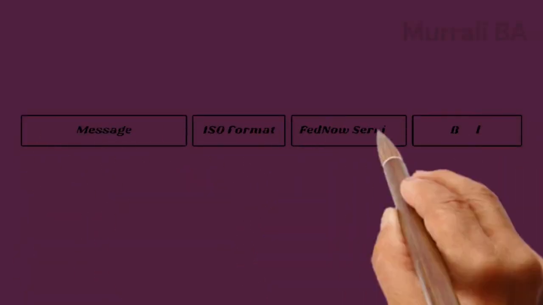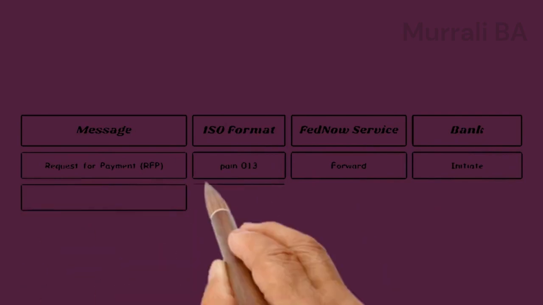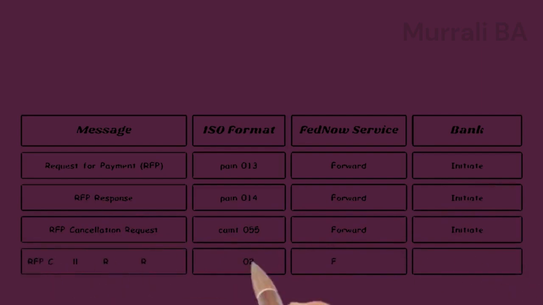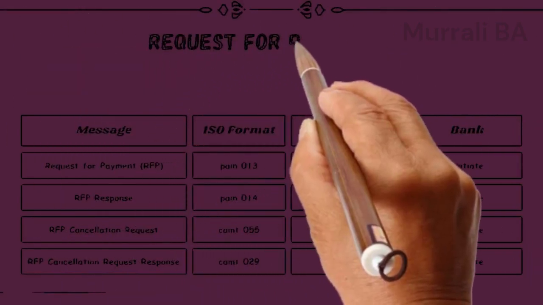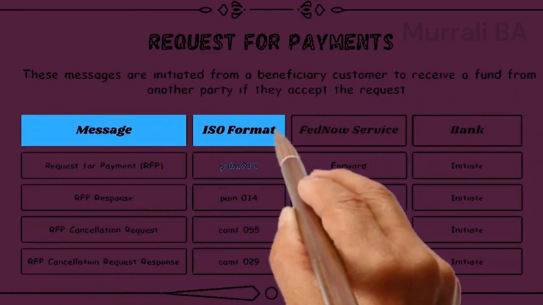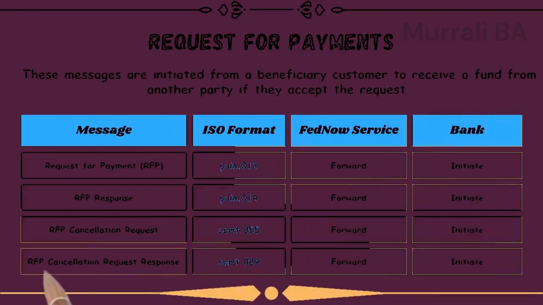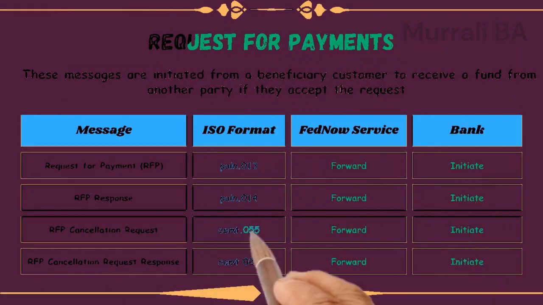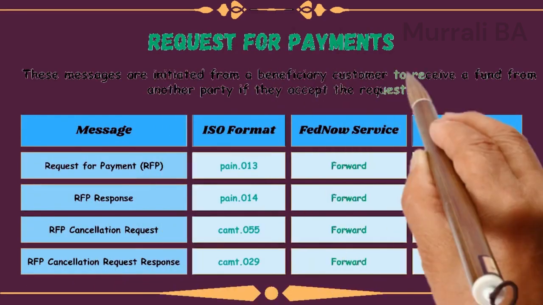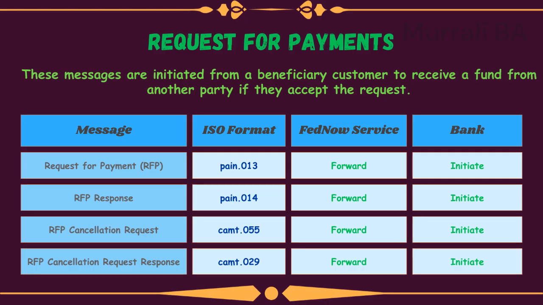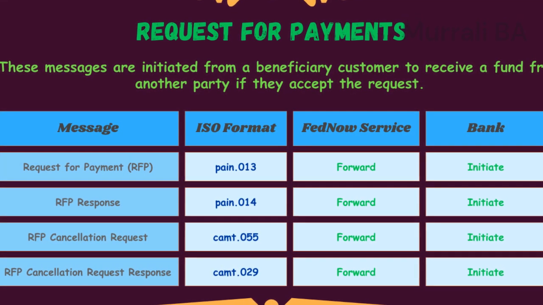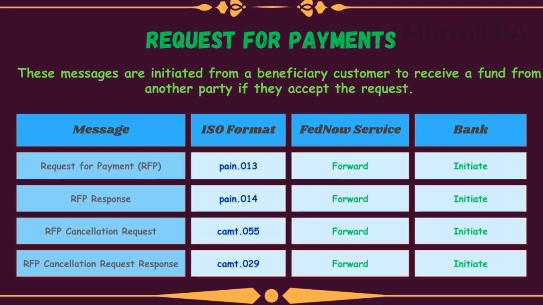Request for payments. This is a new feature introduced in the payment industry. These messages are used by the beneficiary customer to receive funds from the other party if they accept the request. The messages involved are request for payment, in short RFP, format is PAIN 013, and RFP response, PAIN 014, and RFP cancellation request, that is CAMT 055, and RFP cancellation request response, this is CAMT 029. Once again, all these messages can be initiated by the banks or any other financial institution, and FedNow only forwards them to the other participant.